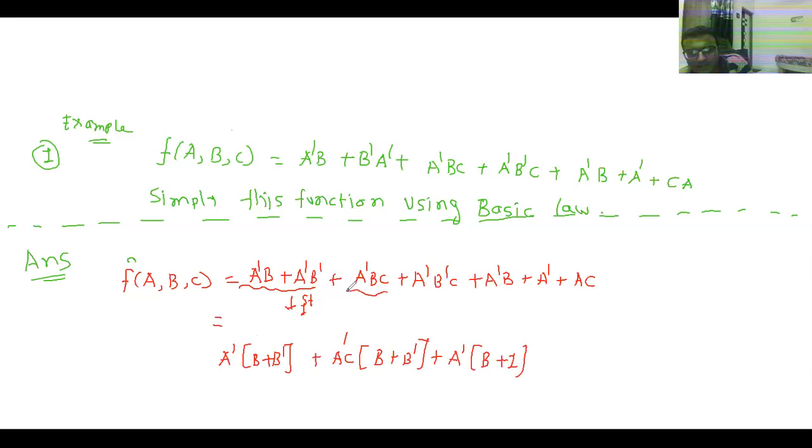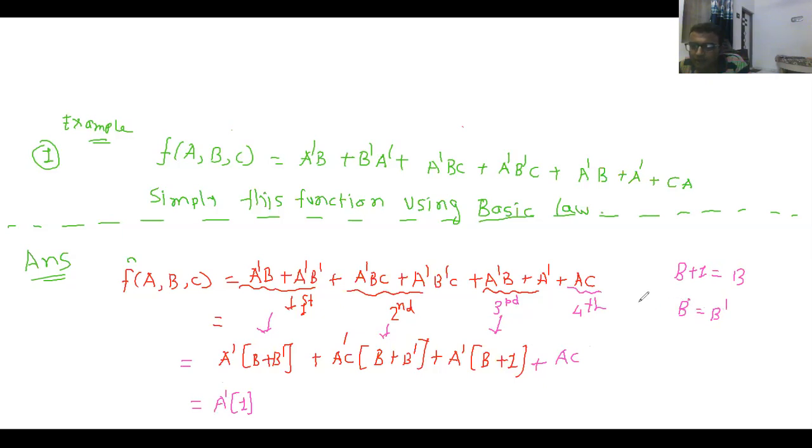See, consider this is the second term. Consider this is the third term. I have sketched with a different pen, and this fourth term can be considered as a separate term. So here AC as it is. Here it is considered as the third term. Here it can be considered as the second term. Here can be considered as the first term. Now A dash common. B plus B dash equal to 1. Why? Because B plus 1 equal to B, and what is the complement of B, which is known as B dash? Complement of B.